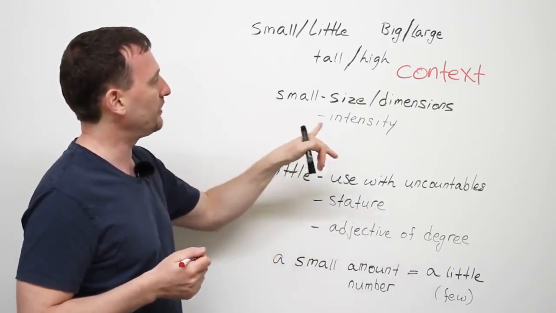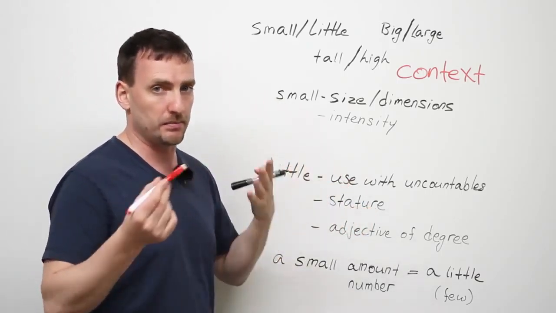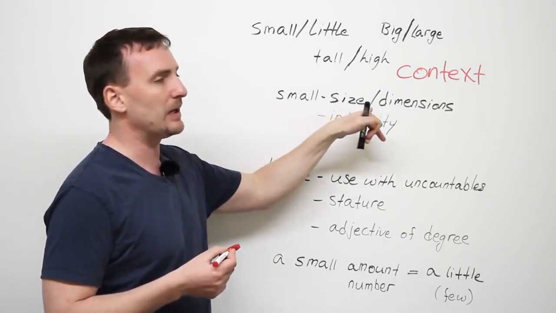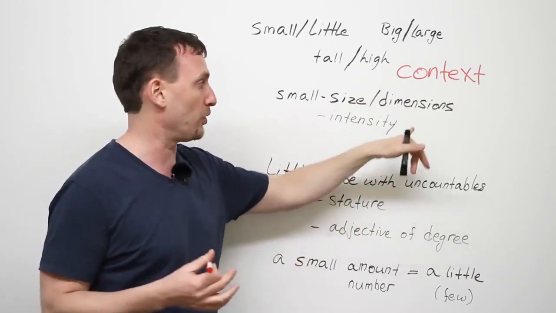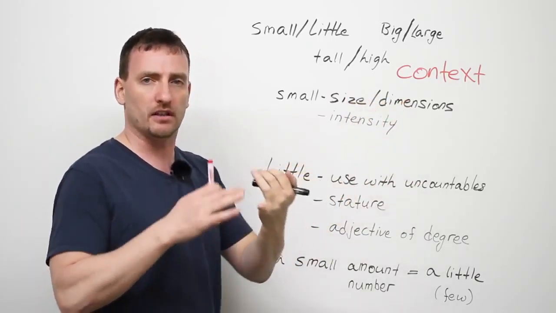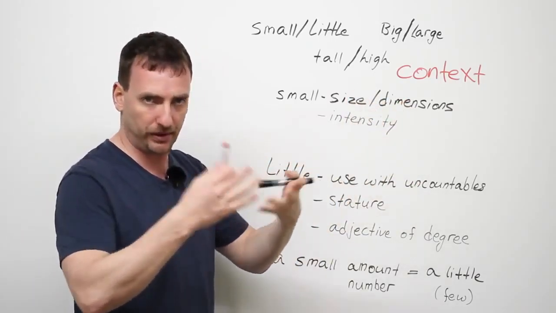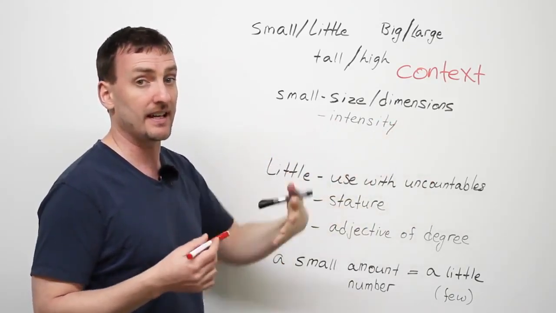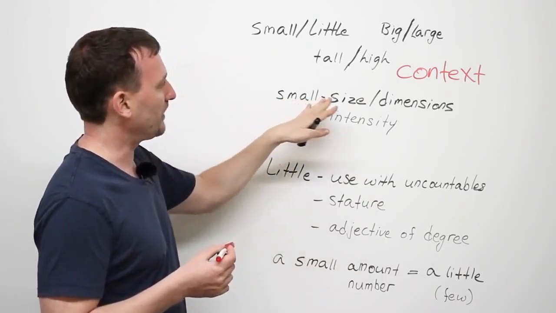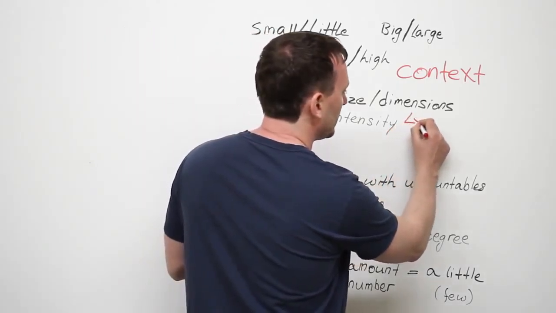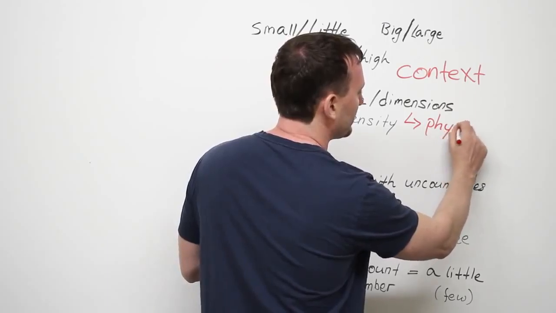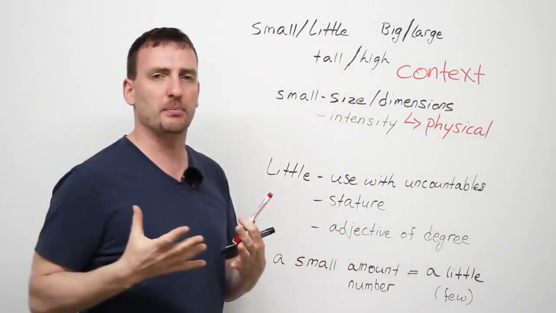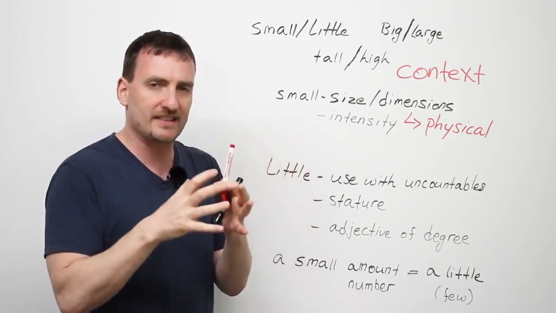The main thing to remember, and in most cases, the biggest difference, when we use small, we talk about size, the size of something or its dimensions. Dimensions are length, width, height, depth, etc. Or intensity, when we talk about the intensity of something. So first of all, the thing to remember about this, we're talking about physical size. When we describe something as small, generally we mean physically small.